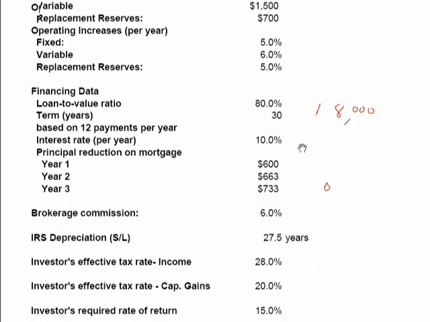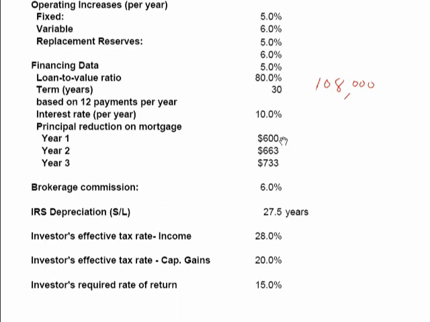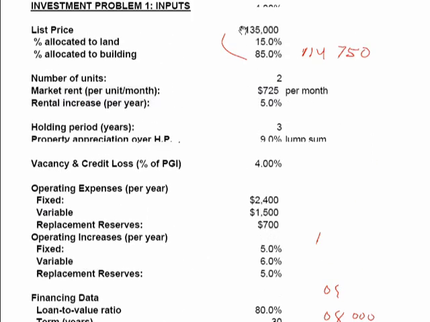Here's our financing assumptions. We've talked to lenders in the market, and these are the terms they're willing to lend for this type of investment. They're willing to lend 80%. The term, 30 years, or 360 payments, based on 12 payments per year. The interest rate is 10% per year. And here again, we have the principal reduction on the mortgage that's given to us, but we know how to calculate these from an amortization table or using our calculator. By the way, the mortgage amount was $108,000, which was 80% of $135,000.